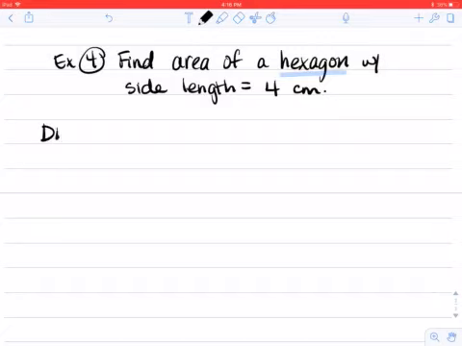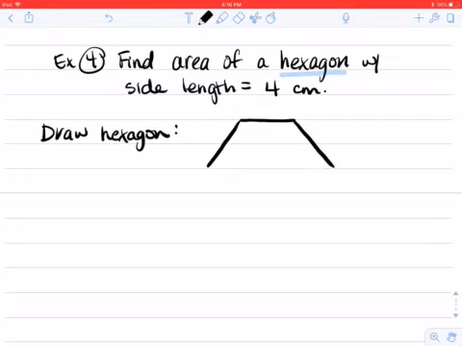So, here we go. We need to draw the hexagon. You can sketch it, or if you want to use the templates, you can go grab one. Hexagon has 6 sides. Okay, this is all for a regular hexagon. Only works if it's regular. Cool.